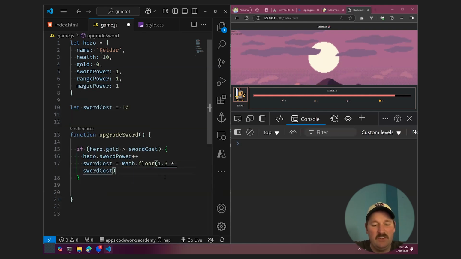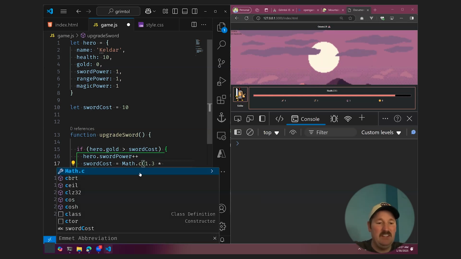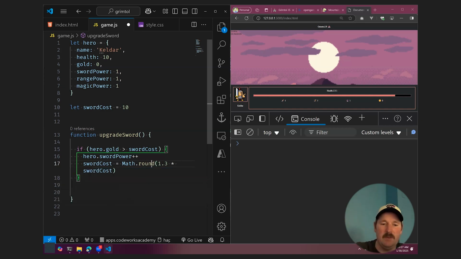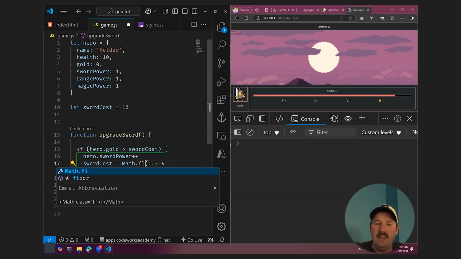Woo. That's a little crazy, especially for day 2 of learning JavaScript. Math.floor always rounds down. Math.ceil is always rounding up. Math.round works like actual rounding. So if it's 0.49, it's going to round down. If it's 0.5, it's going to round up. So I generally will round down.